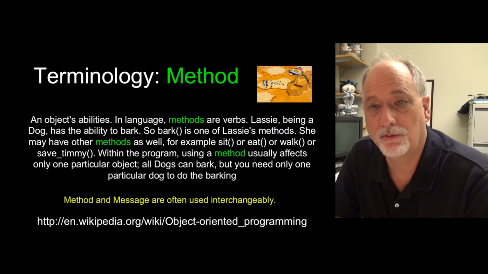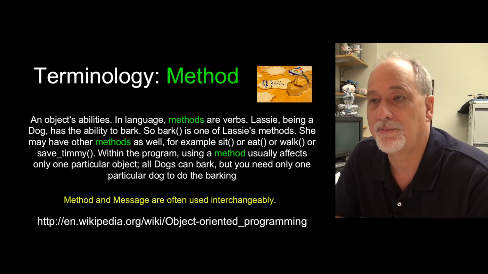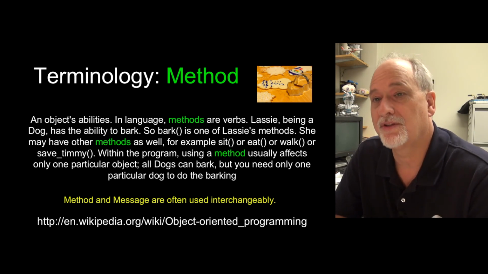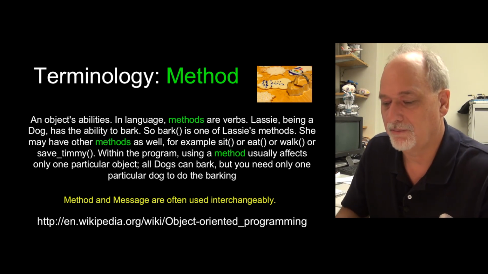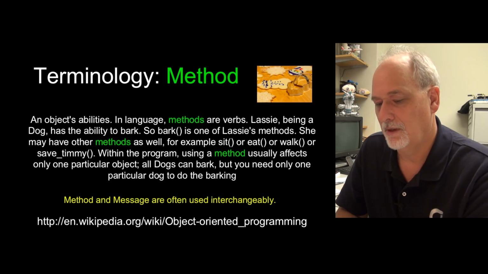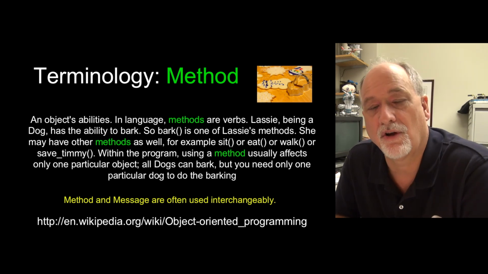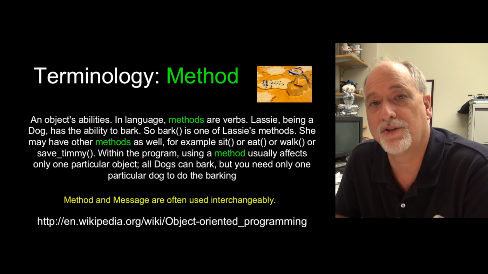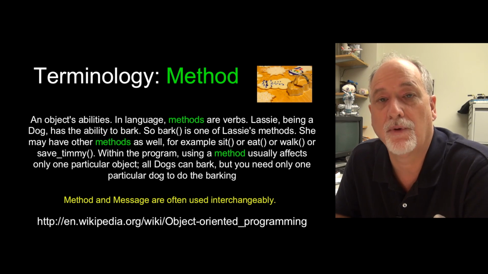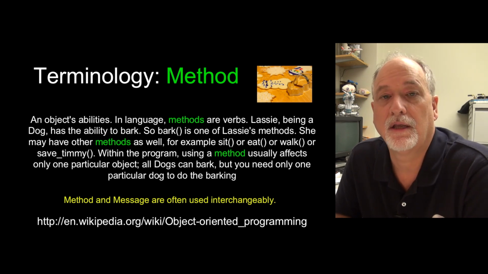A method is a bit of code that lives inside of an object. It's like a function, but it's scoped to within the object or within the class. Okay, so that gets us started on some of the terminology, and we'll come back and take a look at how we write code that's object-oriented.